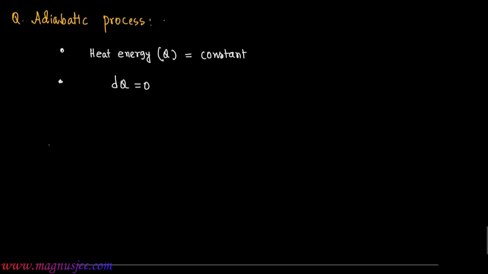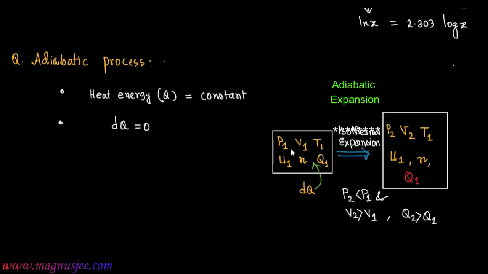For adiabatic change, heat energy Q remains constant and dQ will be 0. That means the change in heat energy of the thermodynamic system will be 0. For adiabatic expansion, the final temperature of the thermodynamic system will be T2 and the final heat energy will be again Q1. Initial heat energy was Q1 and final heat energy will be again Q1.